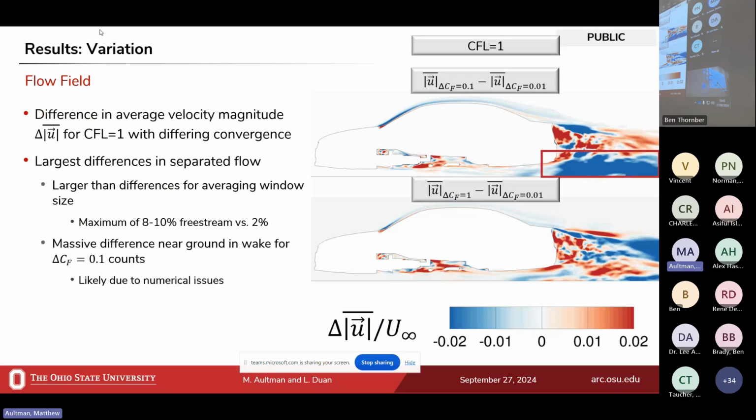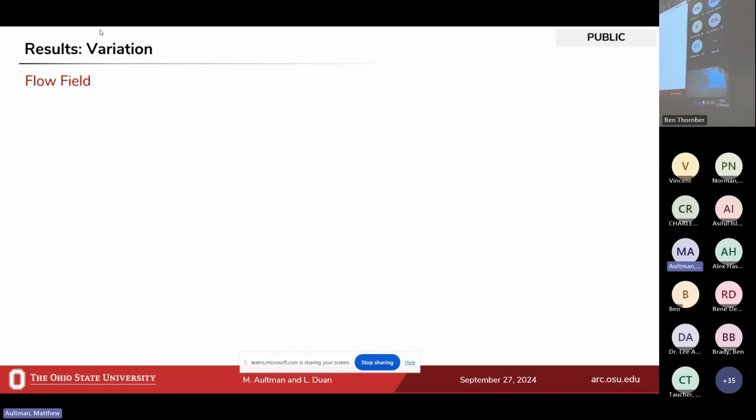We do note that there is a massive difference near the ground in the wake for delta CF equals 0.1 counts. This was likely due to a numerical issue that we saw. We had a really hard time getting this one to converge. So for this one particular case, we need to focus a little bit more on it and ensure we're getting a good solution there, but that's going to need more analysis.